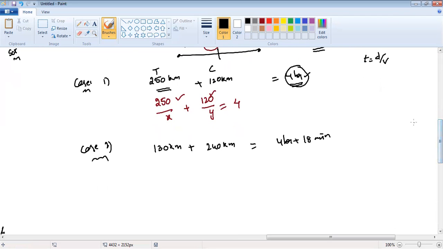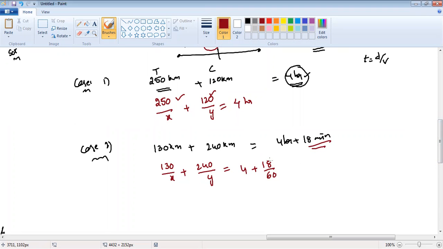Are you clear? Yes, sir. So 18 minutes longer compared to that one only. So now 130 kilometers. Now what will you take? 130 by x plus 240 by y is equal to 4 plus 18 by 60. Why? Because this is in hours. This also should be in hours. 1 hour is equal to 60 minutes, then 18 minutes, how many hours?